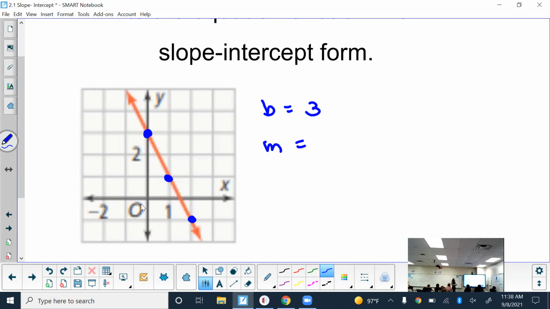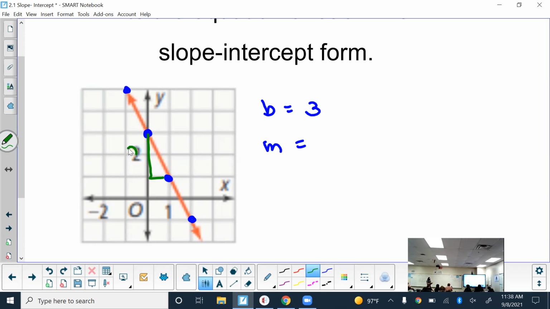There's one more. -1, up 5. So yes, -1. All right. Any one of those you could have used. So let's just pick one. Let's say I'm picking this one. These two. What's my rise?